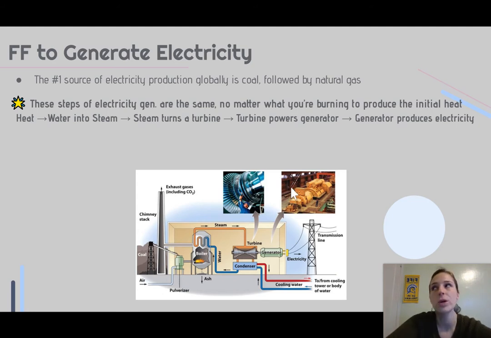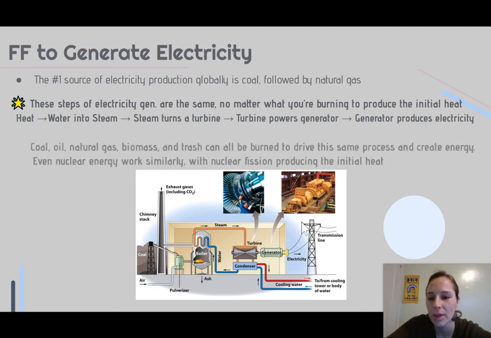Now, for this class, we don't need to know all the details of how this generator works, but essentially it's kind of involved in some magnets, and electricity is produced from it. And that's basically the level that you need to know for this class.